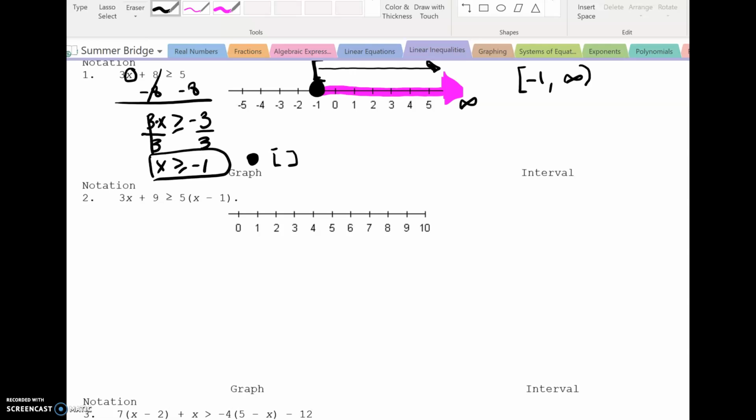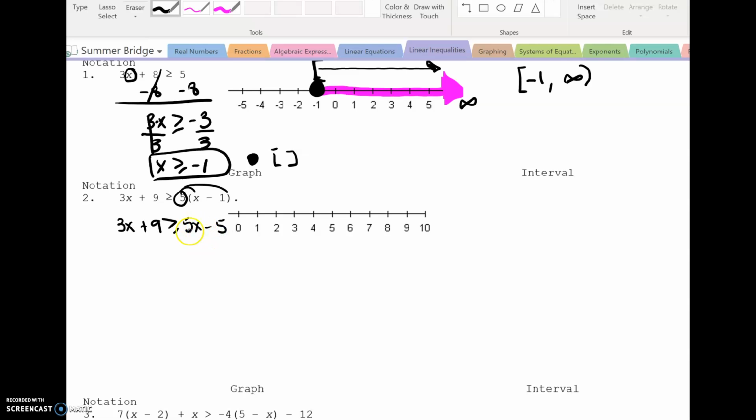Let's do another example. Now here I have parentheses, and I really can't divide both sides by 5 because I have a lot going on the left side. So I'm just going to take that 5 and distribute. I'm preparing the scene here to be able to do some more stuff. So this becomes 5x minus 5.